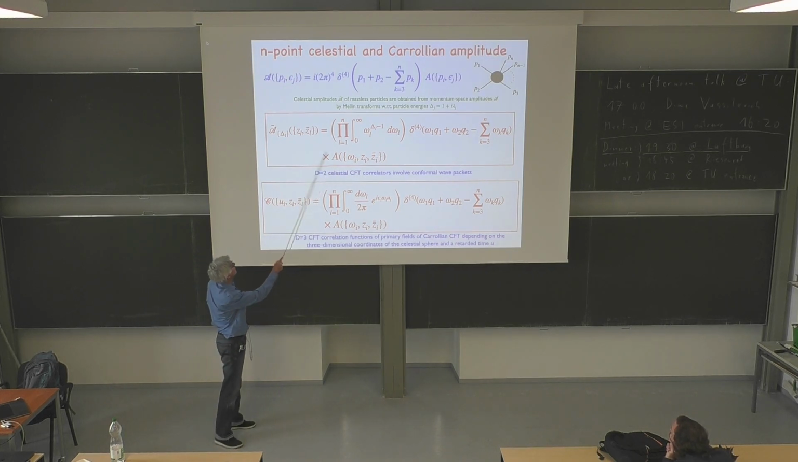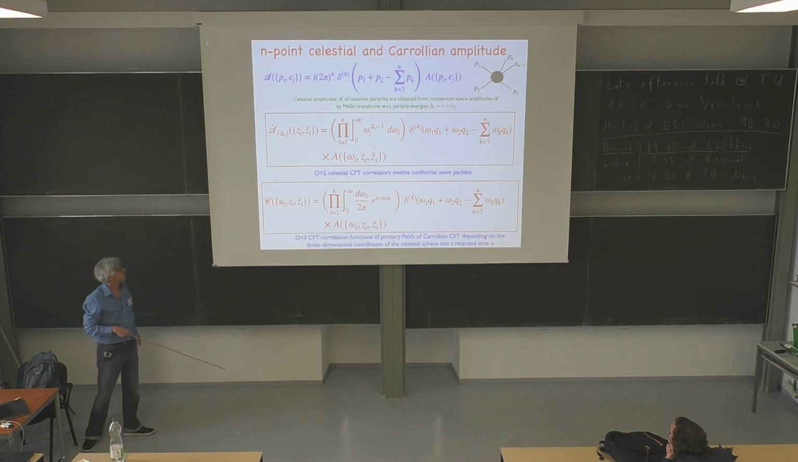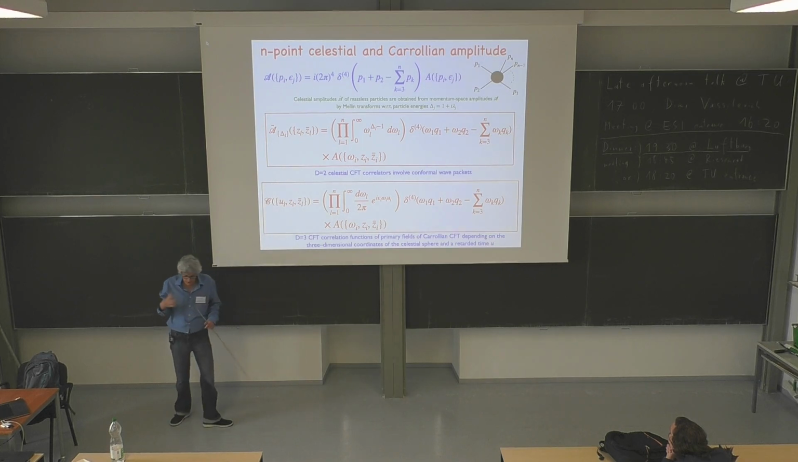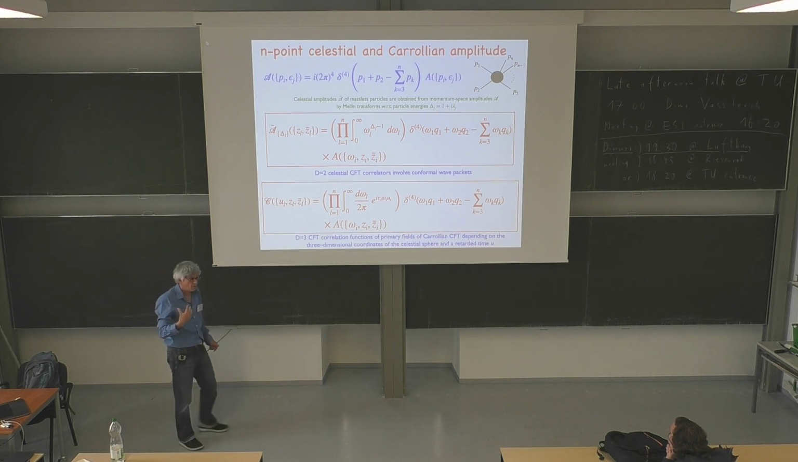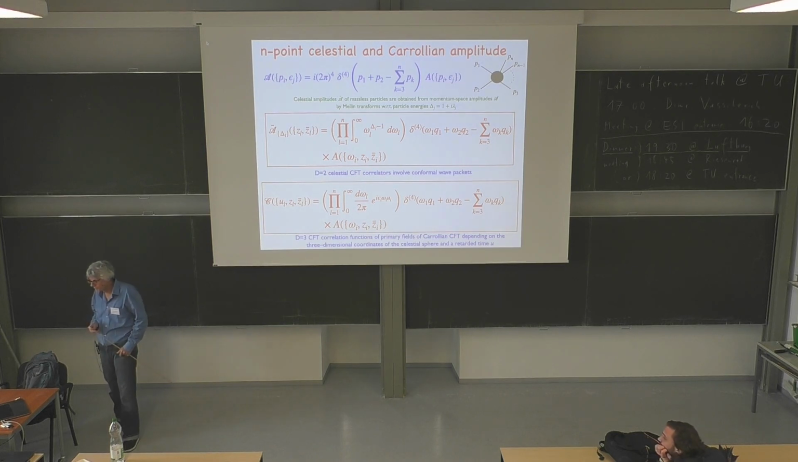At the end, this should be some CFT correlators on the celestial sphere. Which in particular means that they are conformally invariant under your conformal symmetries. And these are the objects which we would like to construct from first principles by celestial conformal field theory methods. And the same for this Carrollian amplitude, which now depends on this third coordinate, this retarded coordinate U.